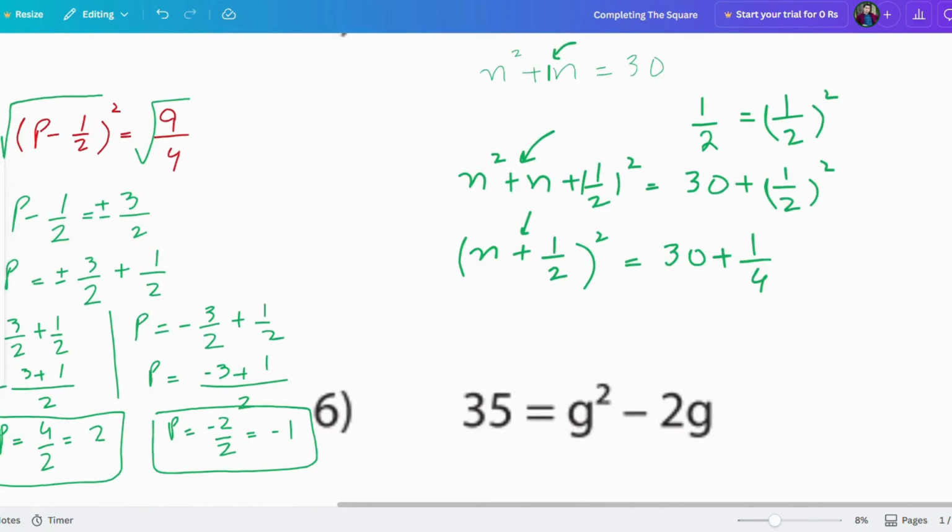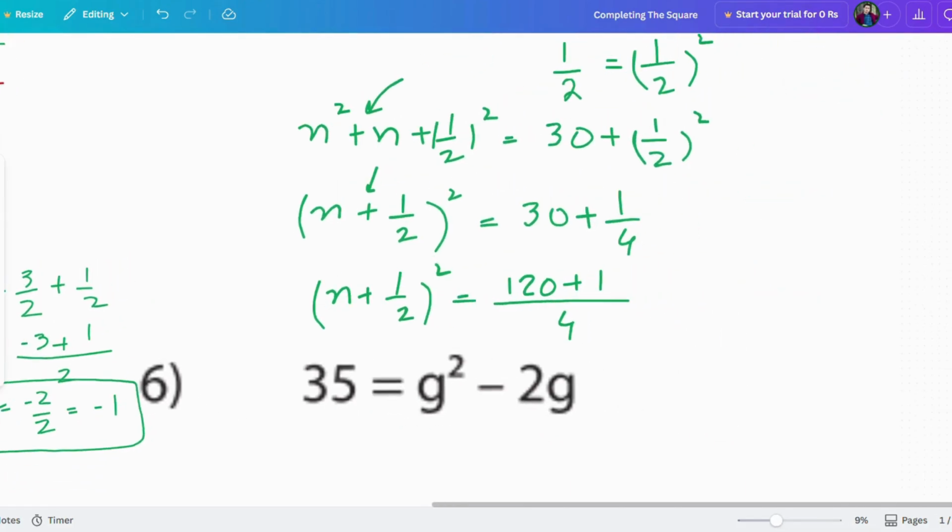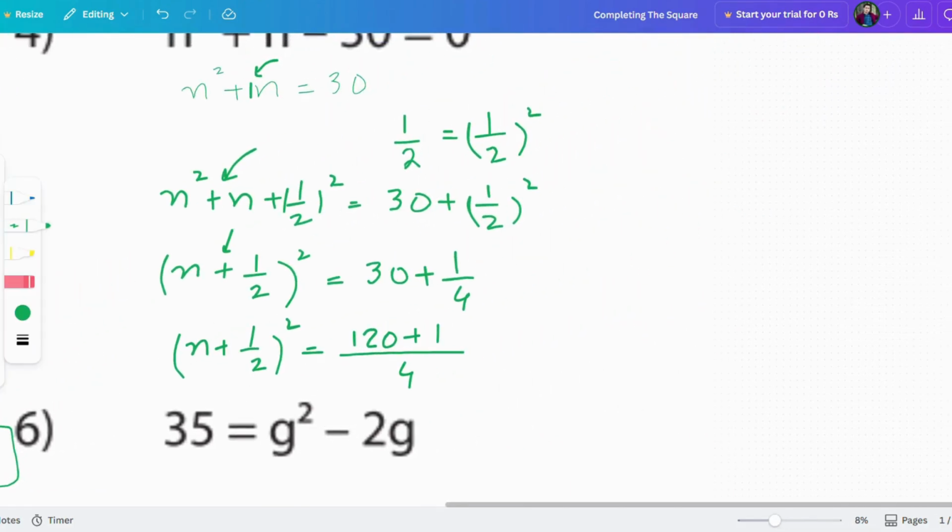So now I'm going to be further solving n plus 1 over 2 whole square for this one, 4 as a denominator. So 4 times 3, that's 12, and 4 times 30, that's 120. Alright, so I'll put 120 over here plus 1, so it will become 121 over 4. Let me just write over here. So n plus 1 over 2 whole square equals 121 over 4.